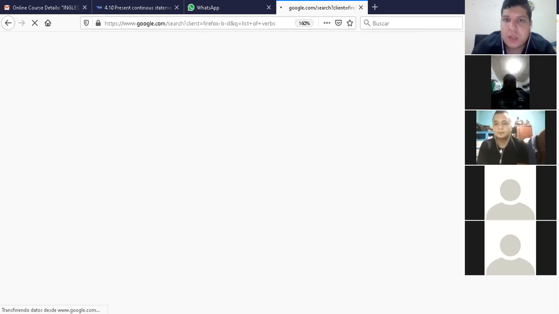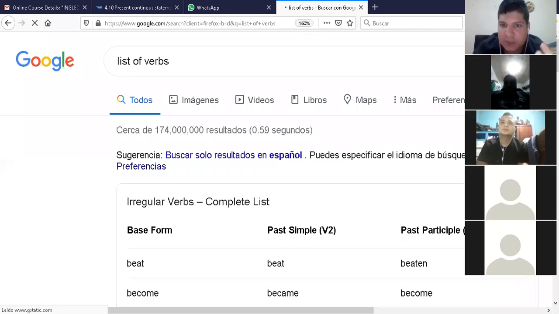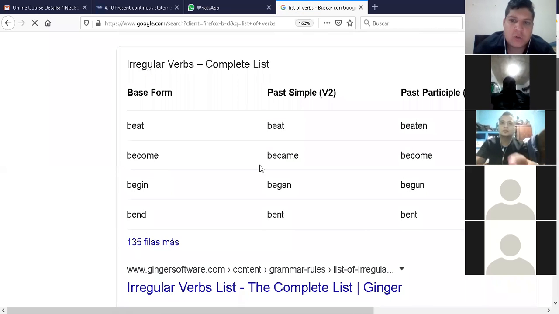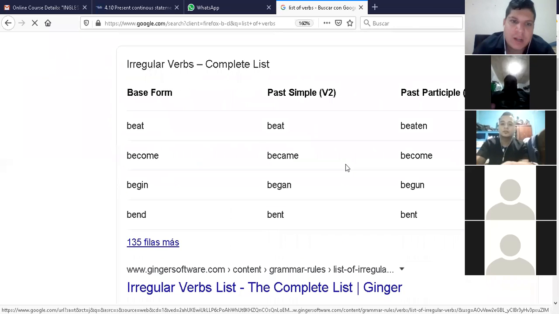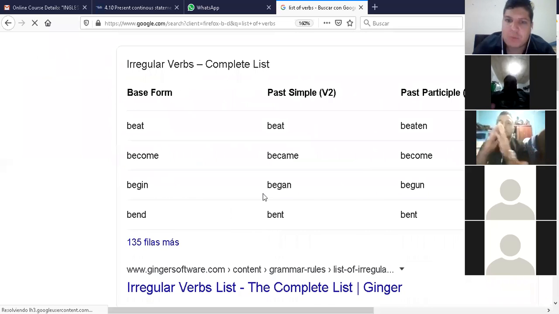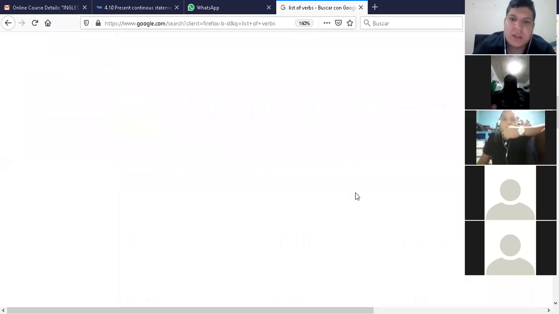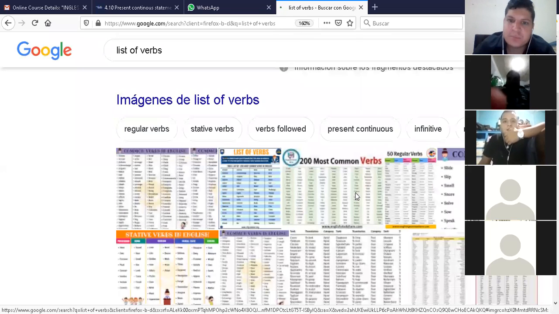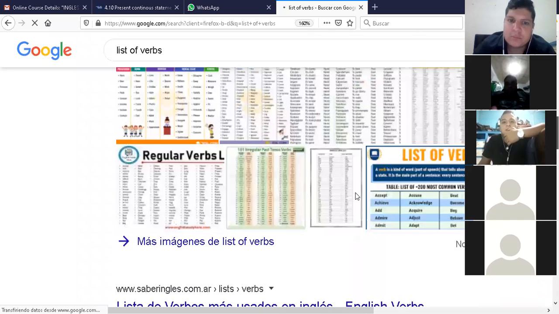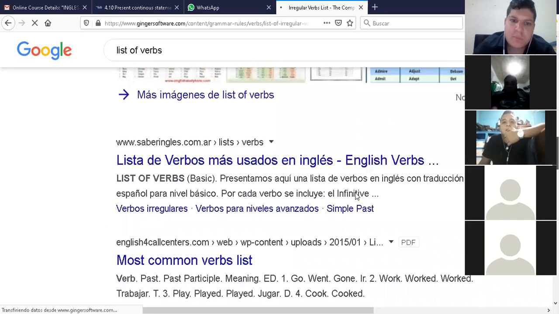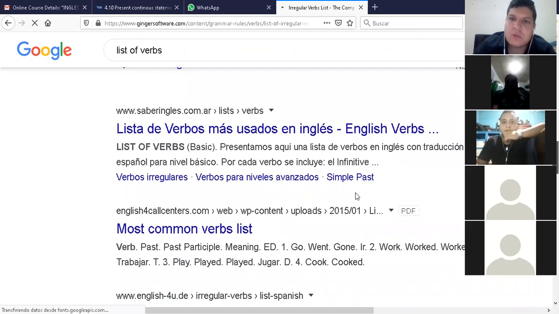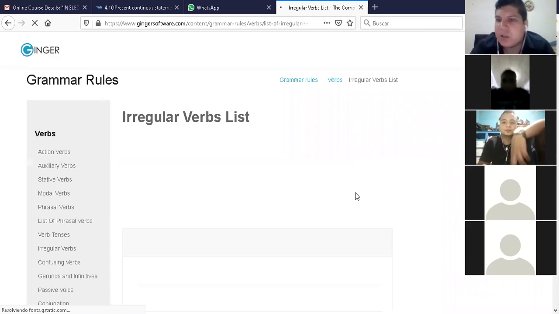Anyways, o también pueden poner lista de verbos en inglés conjugada. Les aconsejo que la lista esté conjugada para que ustedes vean base, pasado, participio. Entonces acá ustedes pueden venir. El mismo Google les tira uno con 135 filas más. Por lo que veo son verbos irregulares. Y ahí ustedes le pueden dar copy-paste o simplemente ya la consiguen conjugada. También lo pueden buscar como list of verbs PDF para que ya ustedes no tengan que estar copiando y pegando.